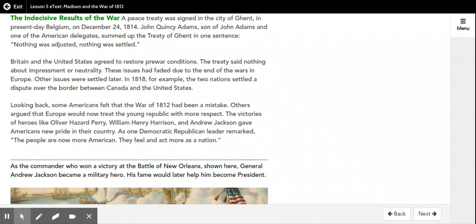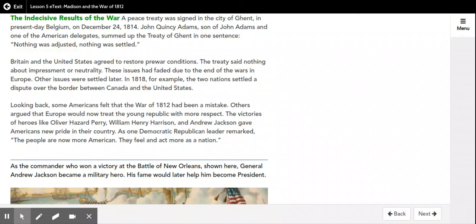Britain and the United States agreed to restore pre-war conditions. The treaty said nothing about impressment or neutrality. These issues had faded due to the end of the wars in Europe. Other issues were settled later. In 1818, for example, the 2 nations settled a dispute over the border between Canada and the United States.